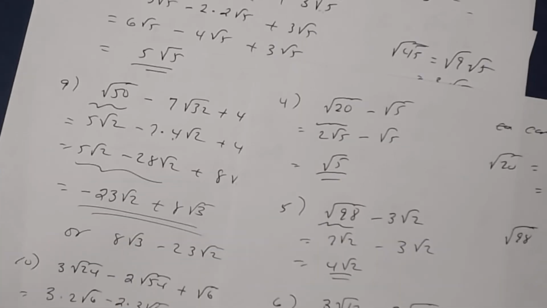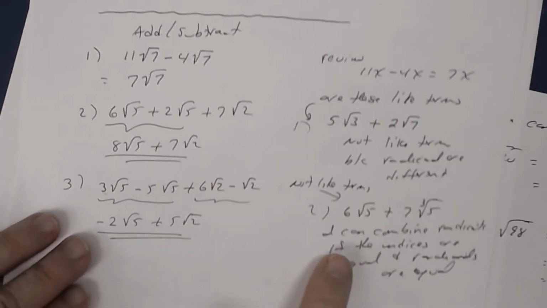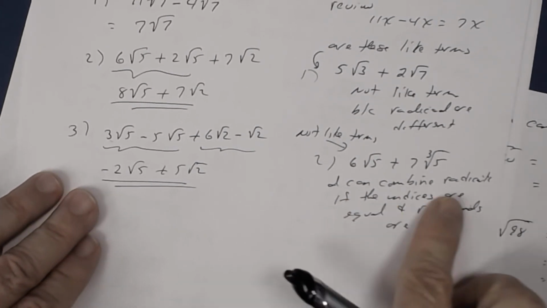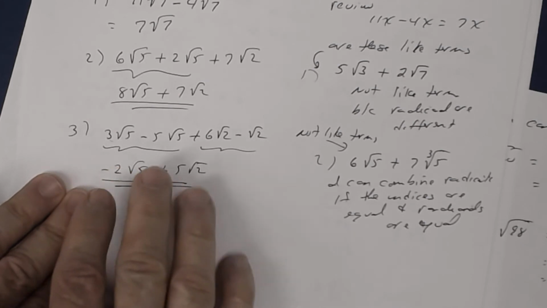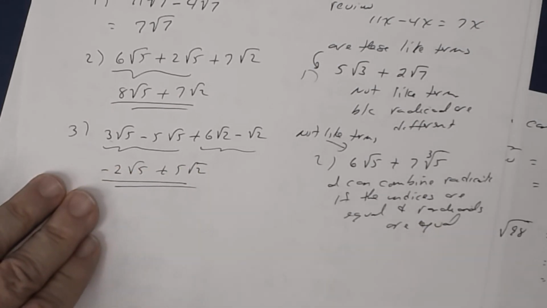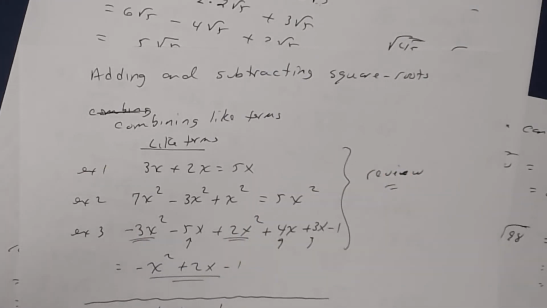You know what we mean by, in terms of radicals, what like terms are. So remember, you can combine radicals if the indices are the same, and you are dealing with square roots here, so the indices will always be the same, and the radicands must be equal. Okay? All right, so that's the lesson on adding and subtracting square roots.